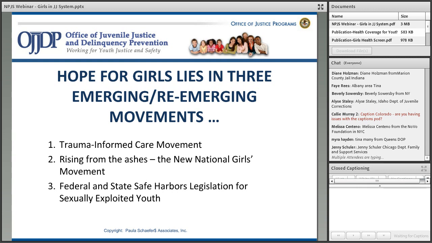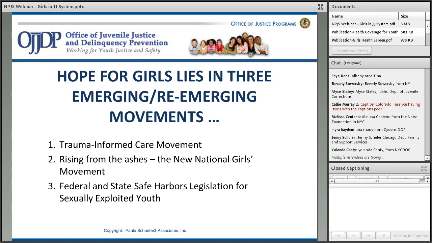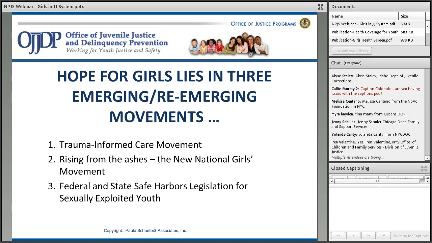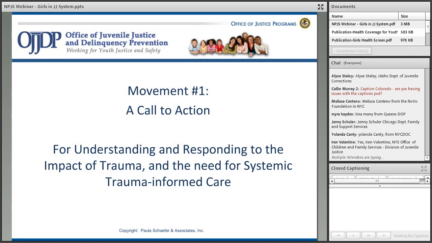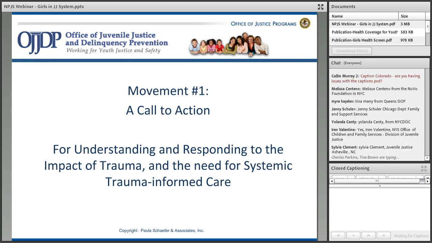And number three, the federal and state safe harbors legislation for sexually exploited youth. I see all three of these as having a great, positive impact on girls in the juvenile justice system. So let's talk a little bit more about the trauma-informed care movement.